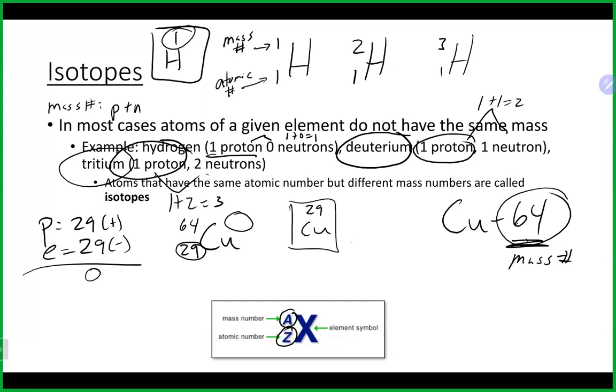How about my neutrons in this case? Number of neutrons would be my mass number, which is 64 in this case, minus my atomic number, which is 29. And it's been a long day, so I'm going to look at the calculator. That's 35, I think, here for neutrons. It would have 35 neutrons. Any questions on any of those there?